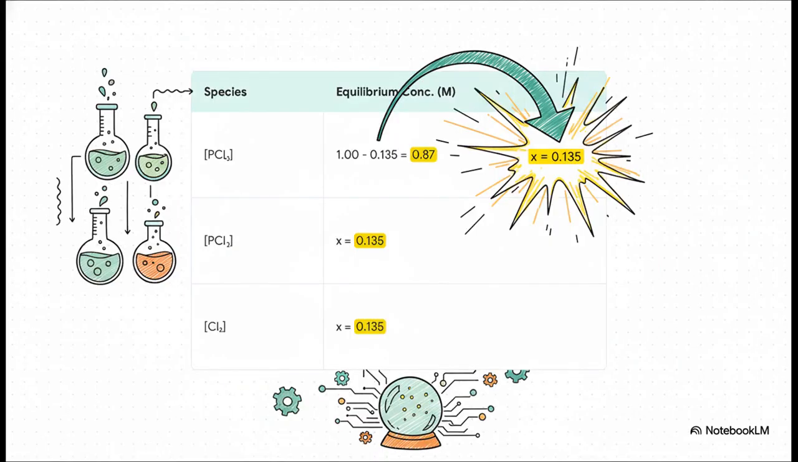And this is where the magic really happens. We take that value of X we just found, we plug it back into the equilibrium row of our table, and just like that, we have our final answers. We've done it. We've used our chemist's crystal ball and predicted the future.